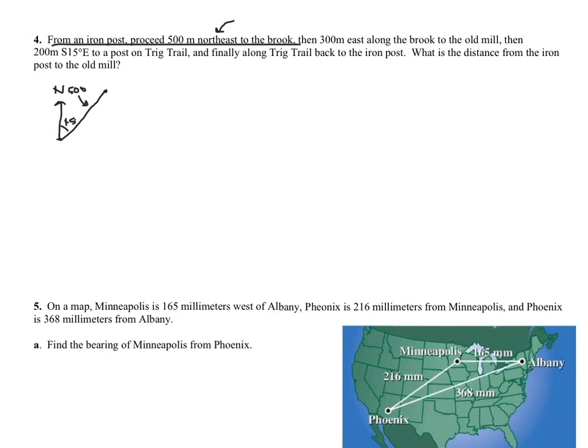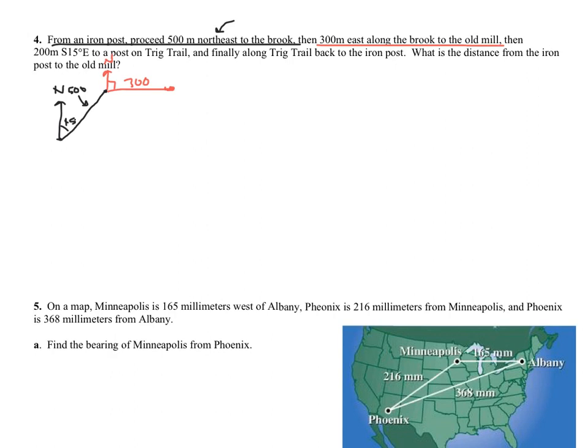From there, it says we're going to go 300 meters east along the brook to the old mill. If I draw my north again, we're going to go straight across along the brook until we get to the old mill. And that distance, get a little dot there, is 300 meters. And if it's going due east, we're forming a right angle.